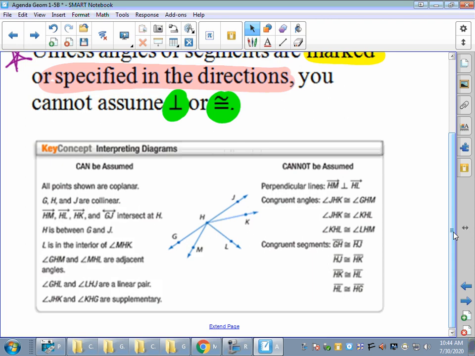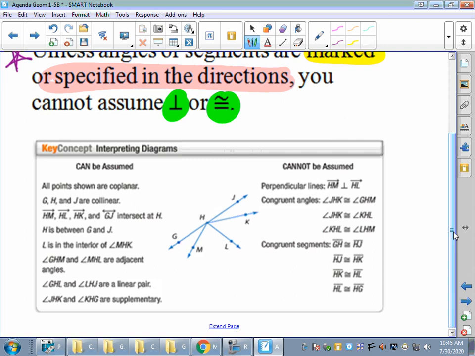So I've got this little diagram in here, and if you look at this, you can assume that things are coplanar. All those points and lines and rays are on the same plane. We can assume that G, H, and J are collinear. However, we can't assume things like this angle is congruent to that angle. It's not marked or specified. We can't assume that this is a right angle. It's not marked or specified. So you have to be kind of a skeptic. You have to really look for things to tell you.